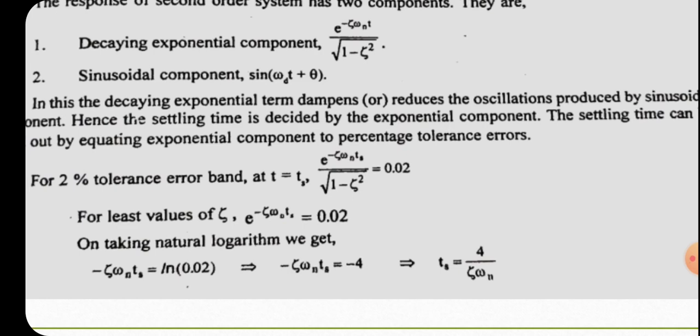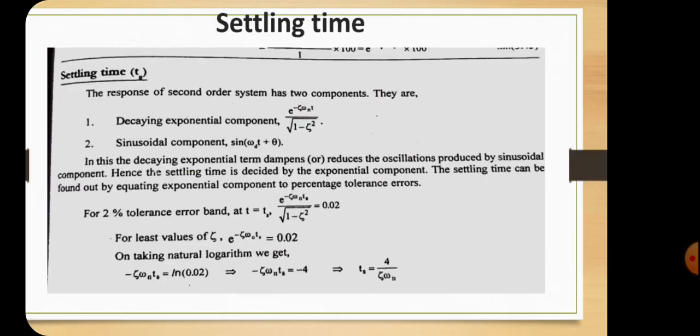And in this case ts can be found out by taking the natural logarithm. So minus epsilon omega n into ts equal to ln of 0.02, that is equal to minus 4. So ts will be equal to 4 by epsilon into omega n. In this case 1 by epsilon into omega n can be represented by the letter T, and ts will be equal to 4 into capital T, for 2% error.